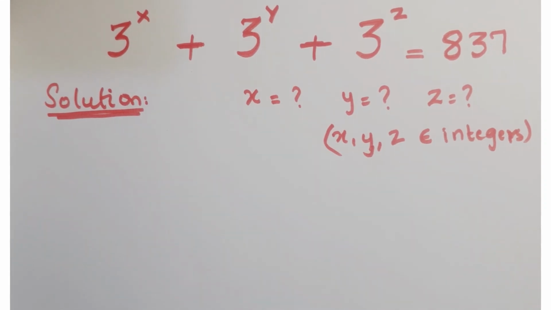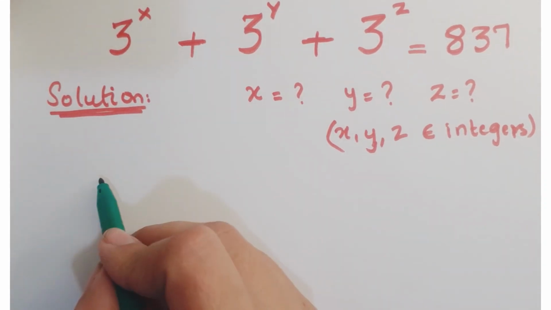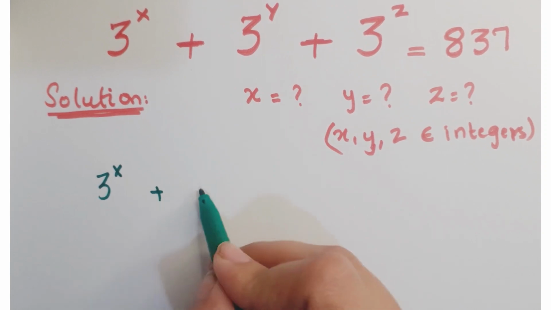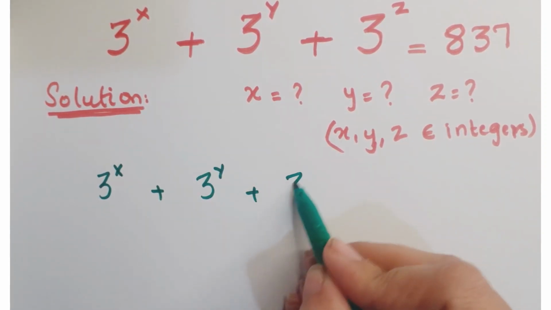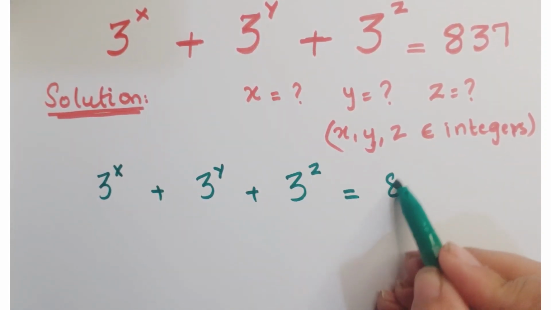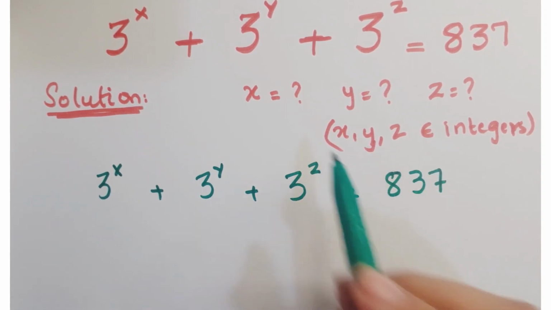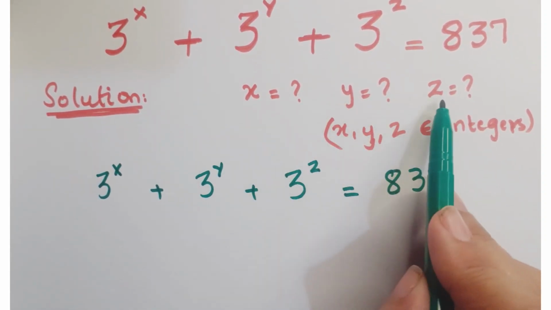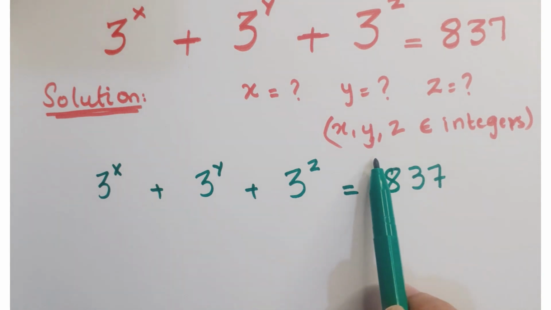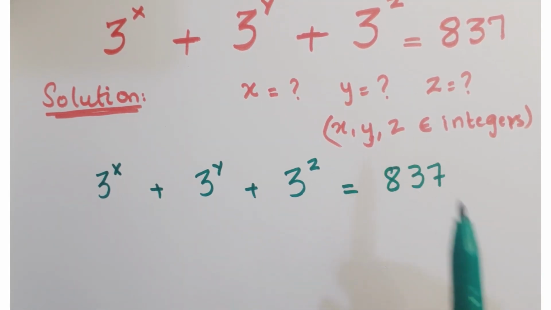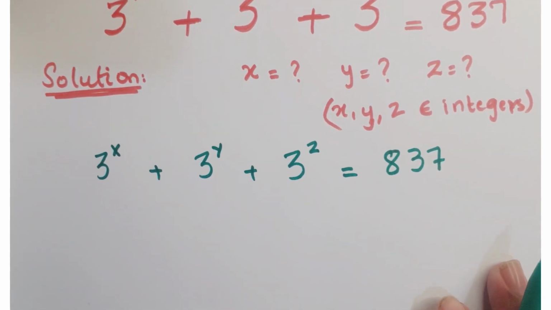Hi guys, look at this question. The question is 3 to the power x plus 3 to the power y plus 3 to the power z is equal to 837, and we have to find the values of x, y and z. It is given that x, y and z all belong to integers.